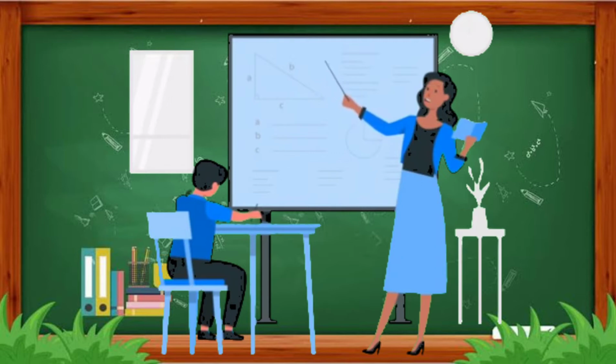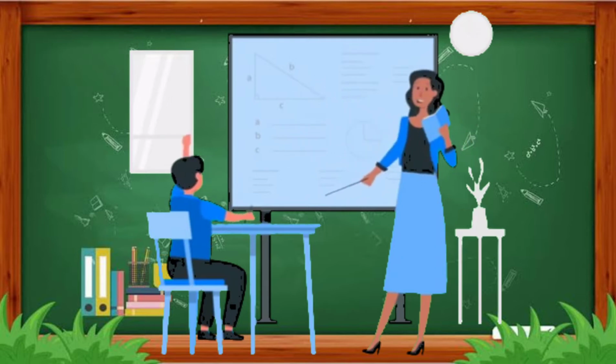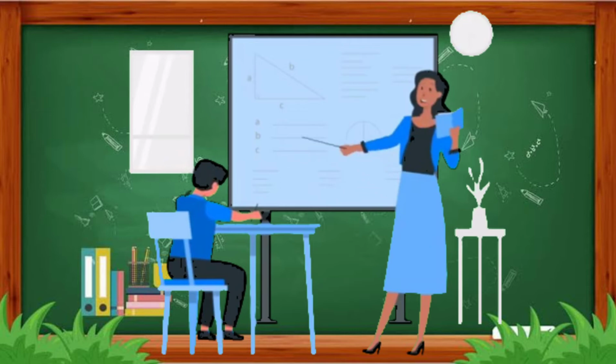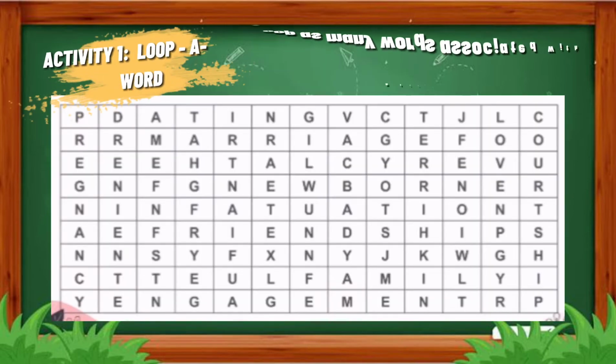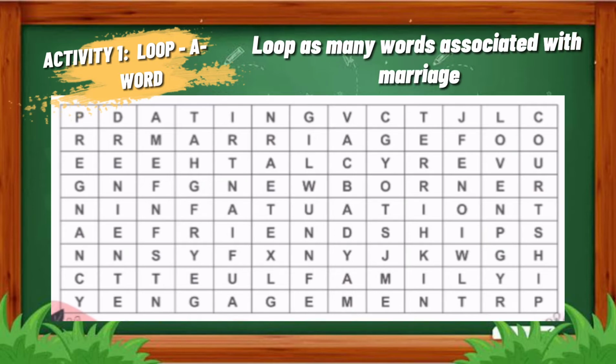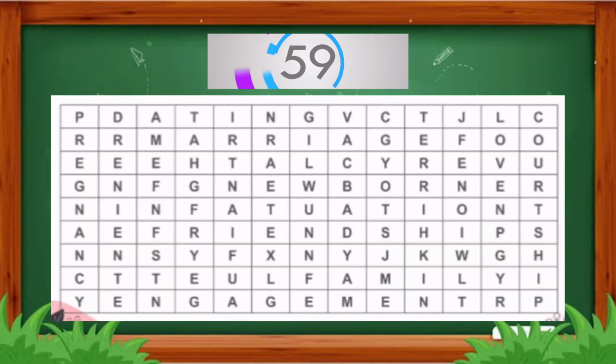Before we go on to our lesson, let us first have an activity. This activity is entitled Loop a Word. All you have to do is loop as many words associated with marriage. I will give you 1 minute to answer this. Your timer starts now.